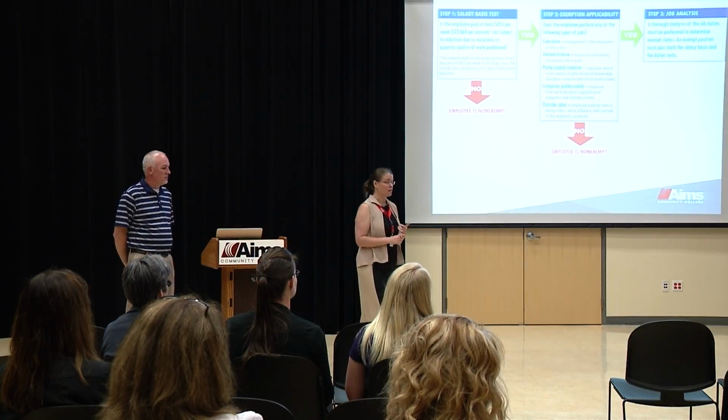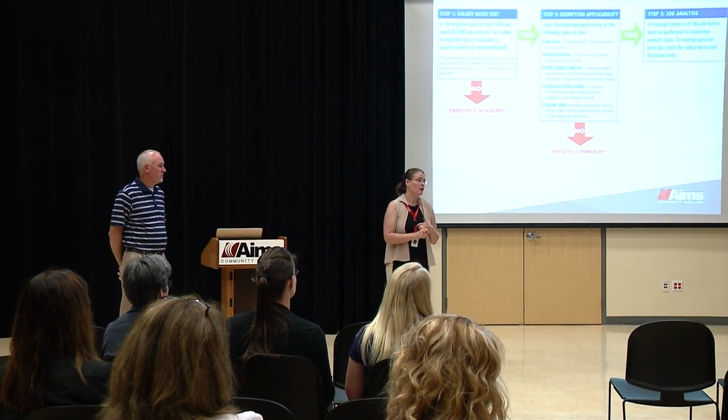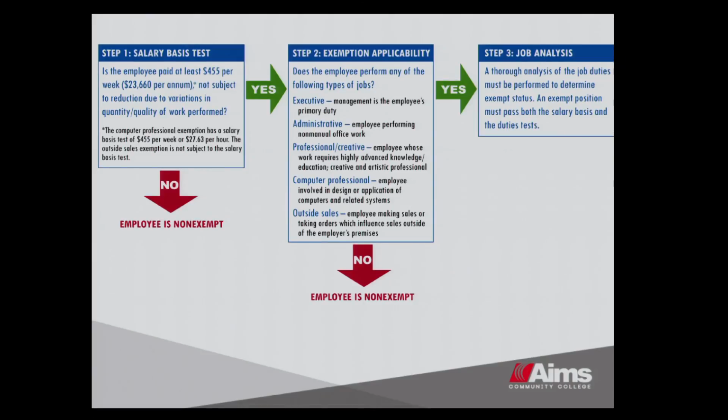The next thing is the dollar amount. The new dollar amount is $47,476, so $47,746. You have to at least make that to be exempt. If you don't make that amount of money, you're automatically non-exempt. The next test that comes in is the duties test. An executive is somebody who manages more than 2 people, and they are the signature authority supervisor.